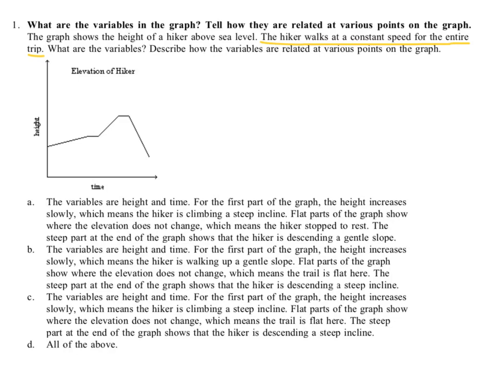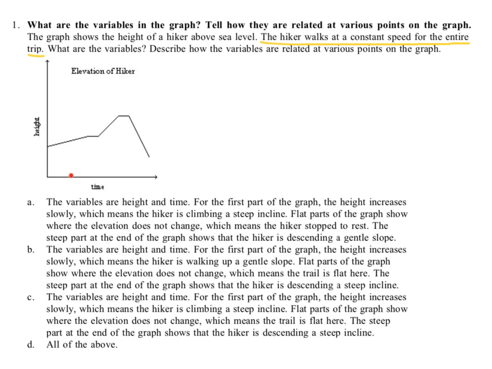So what are the variables? Describe how the variables are related at various points on the graph. Okay, so the variables are height and time. That says that for all of them. For A, it says for the first part of the graph, the height increases slowly. That's this. And you can see that over the same amount of time, and they're walking at the same speed, that means that they're covering the same distance over the same period of time.